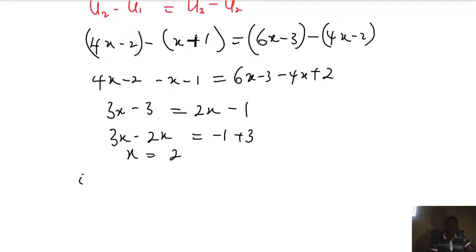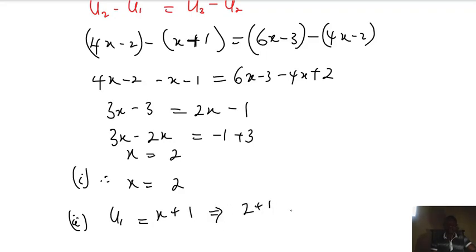So the A part, therefore x is equal to 2. Now the question says we should find the sum of the sequence. First of all, we need to know the terms. U1 is equal to x + 1, and x is equal to 2.